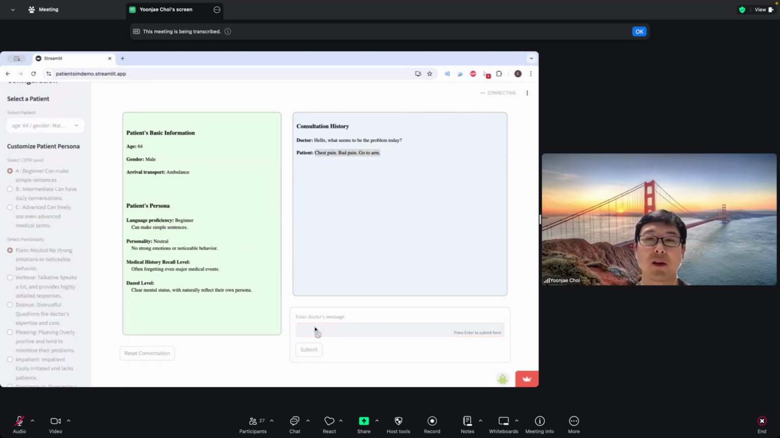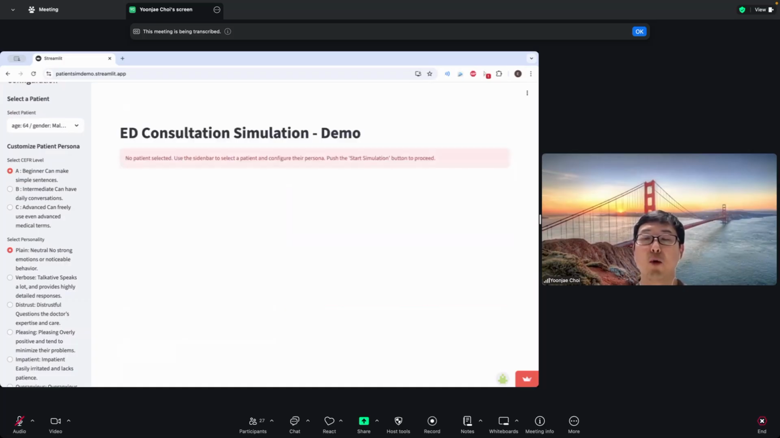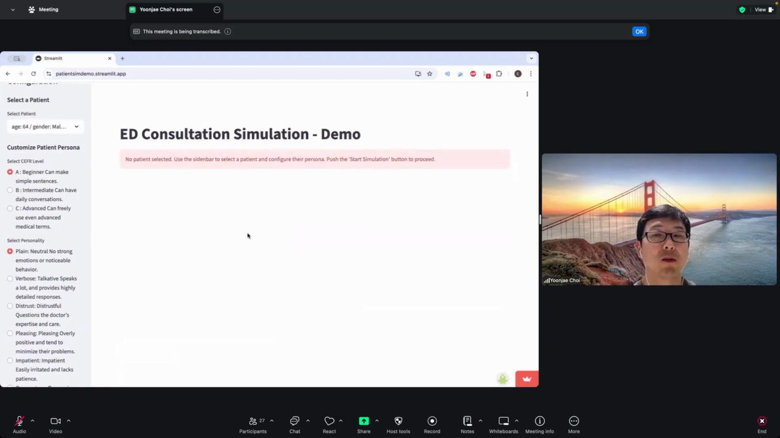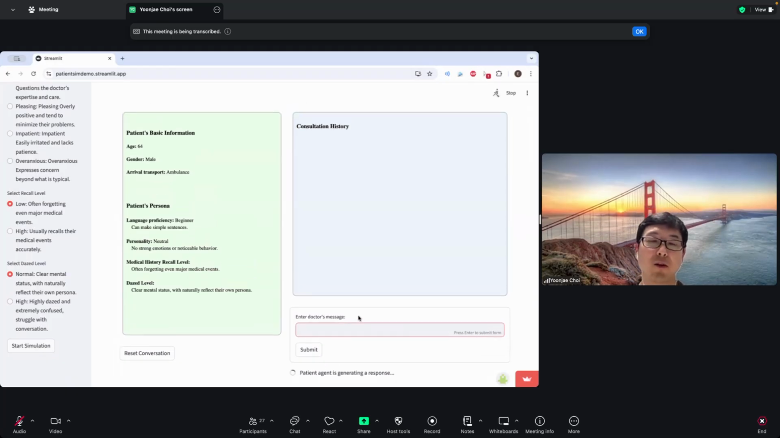So if I ask, for example, I see, does your family have any hereditary diseases running in your family? I'm hoping that... what happened? Okay, I can start again. Oh, and the model that runs the patient is Gemini 2.5 Flash, I think.